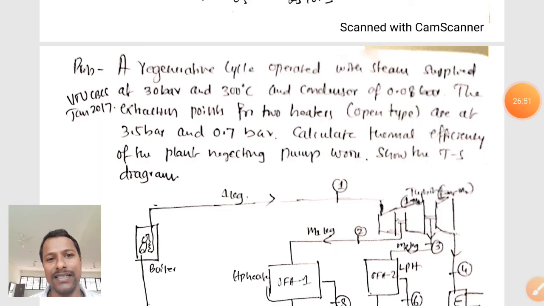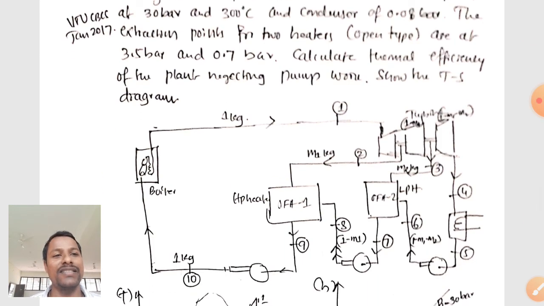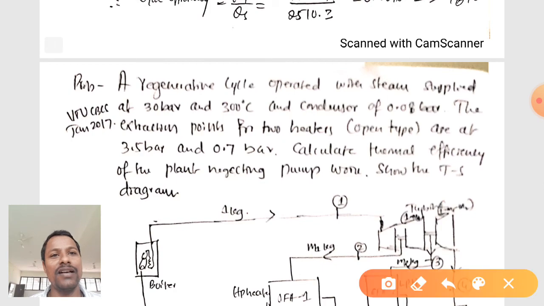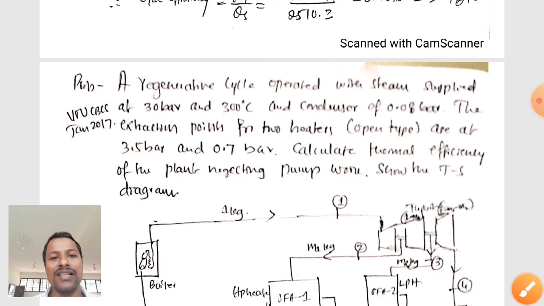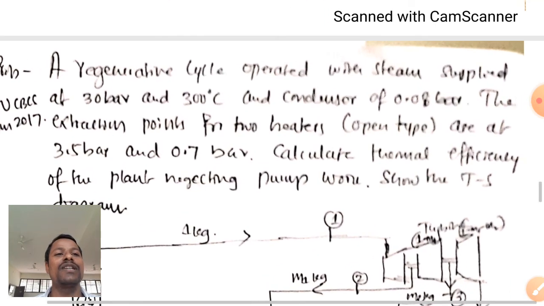Now, let us go ahead with one more numerical on regenerative Rankine cycle, but with 2 open feed water heaters. This is also again a VTU question paper problem. Please concentrate, and it is one of the easiest problems that you can solve in vapor power cycle, provided you know the theory on this. Let us read the problem statement first.